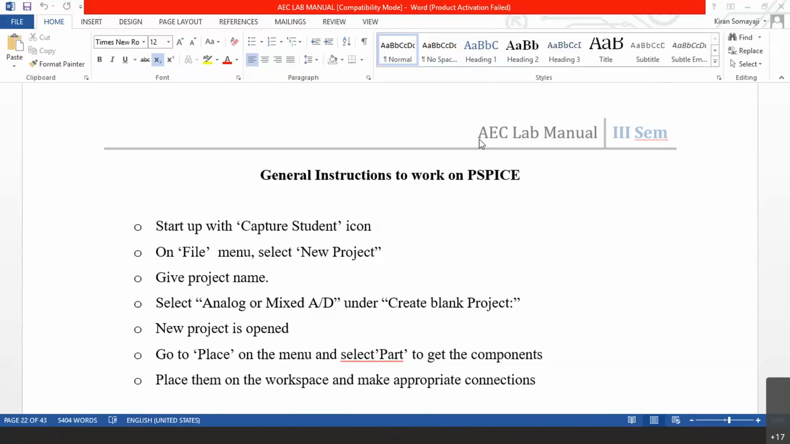Let me proceed. General instruction to work on PSpice. Start up with the Capture Student icon. This is for the student version software. Then you will have a pull down menu. On the file menu, select a new project.